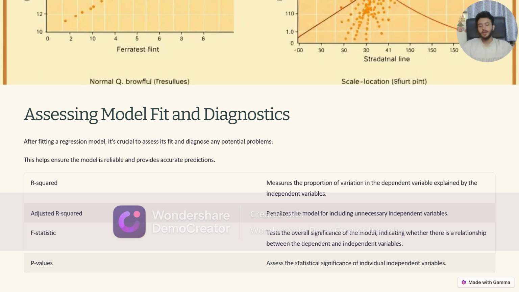R squared measures the proportion of variation in the dependent variable explained by the independent variables. Adjusted R squared penalizes the model for including unnecessary independent variables. The F statistic tests the overall significance of the model, indicating whether there is a relationship between the dependent and independent variables. P-values assess the statistical significance of individual independent variables.